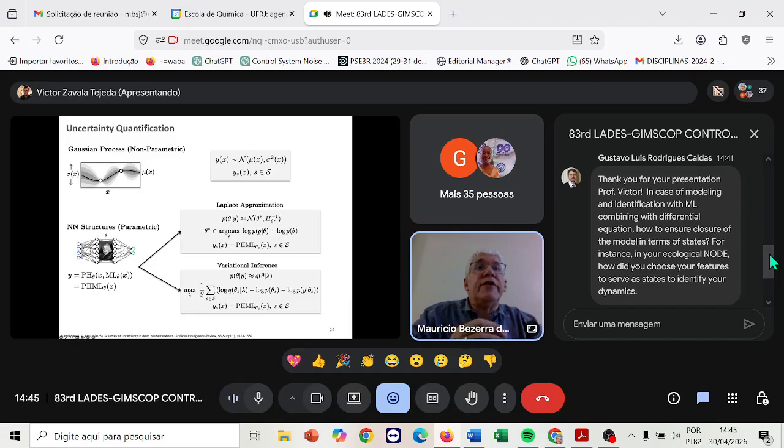He says that in case of modeling and identification with machine learning combining with differential equations, he asks how to ensure closure of the model in terms of states. For example, in your ecological models, how did you choose your features to serve as states to identify your dynamics? That's Gustavo Calva's question.